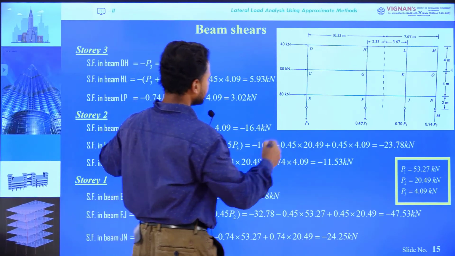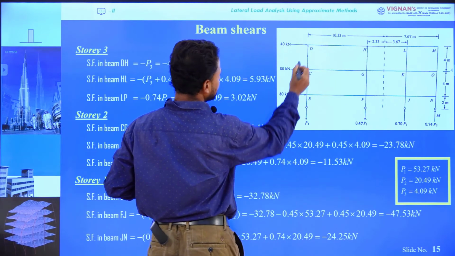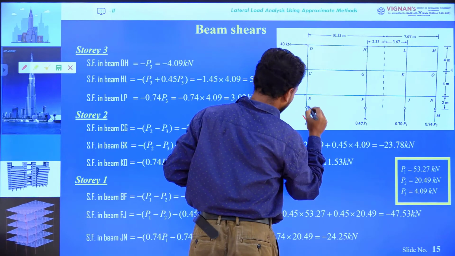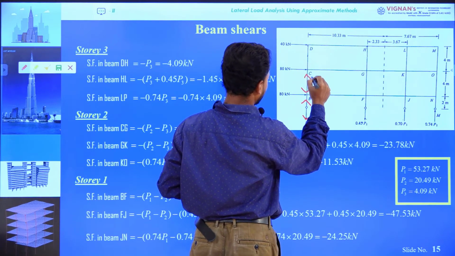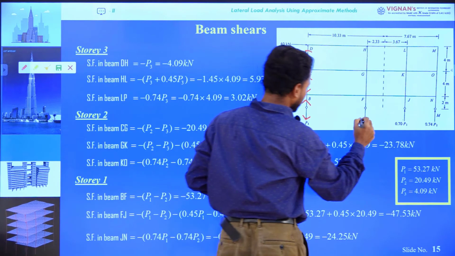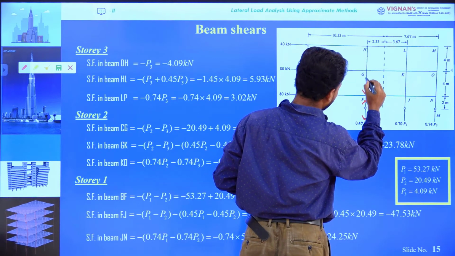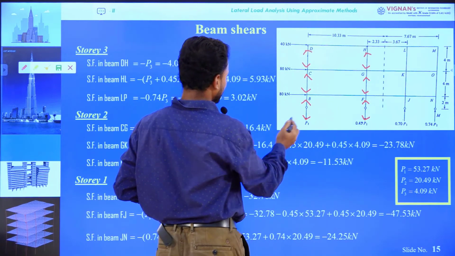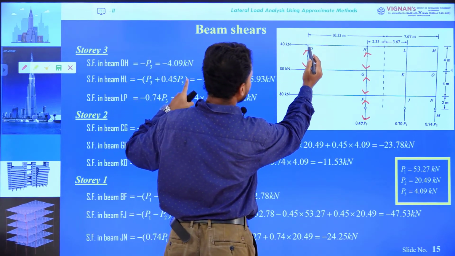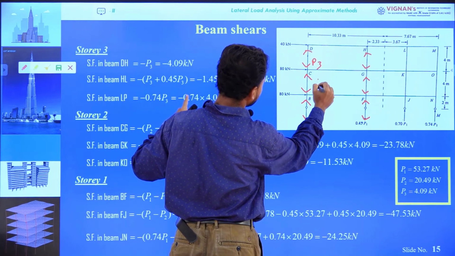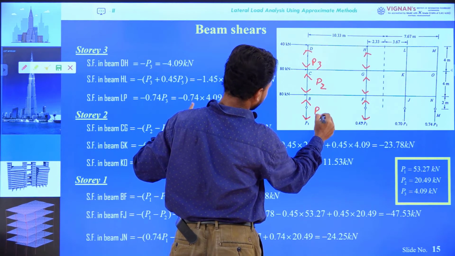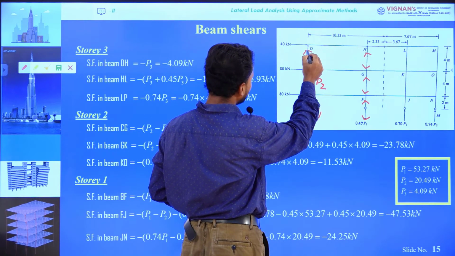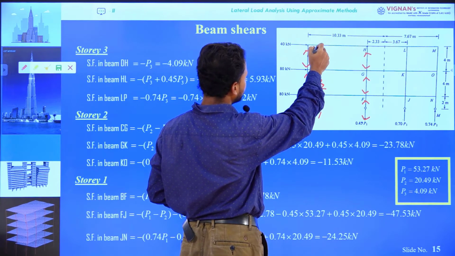In beam DH what we have, this is DH. Okay. So in this DH what the forces are acting, downward, upward, alternating. Okay. So here what we have in beam DH, it is P3, it is P2, this is P1. So in beam DH what the bending moment will be there in the column, that same bending moment will be there in the beam.